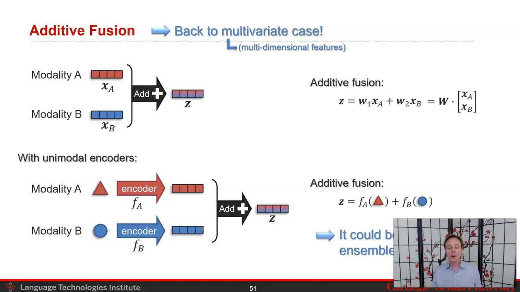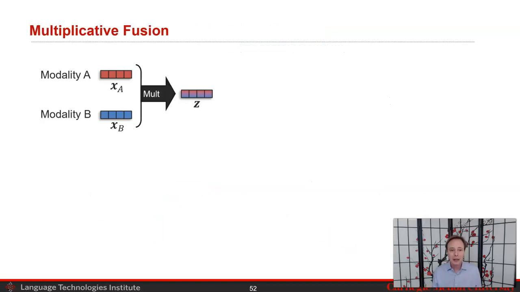Now, if your modalities may interact with each other and these interaction terms are important beyond additive, then that's where you will start looking at multiplicative fusion. And in the case of univariate, you simply multiply them. That will be one way to do that.